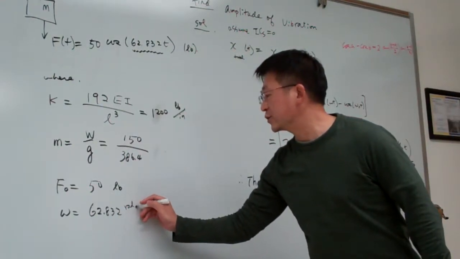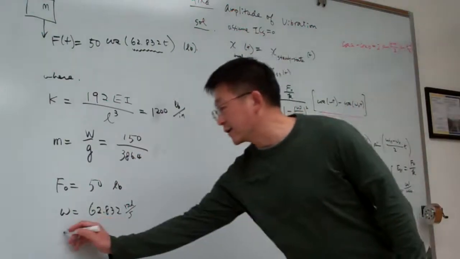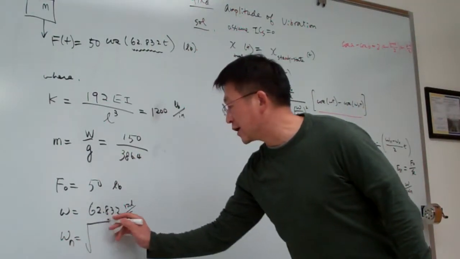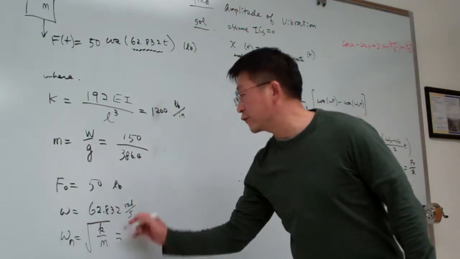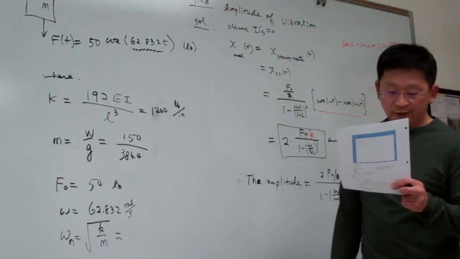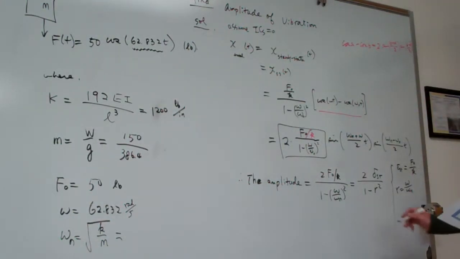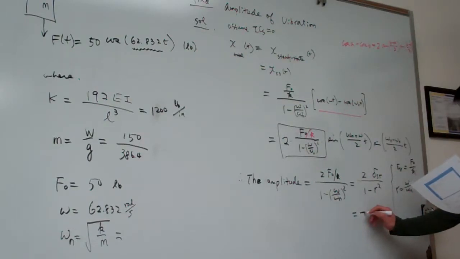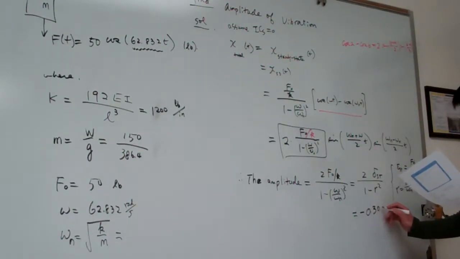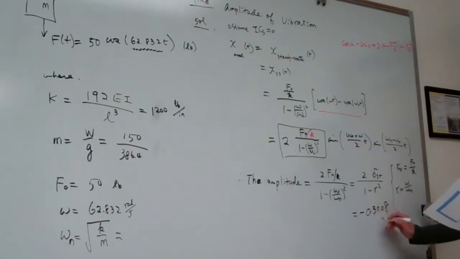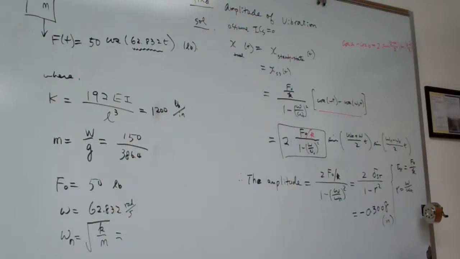62.832 radian per second. Okay, what is omega n? Omega n is our undamped natural frequency, square root of K over m. So we already have K, we have m, so we can determine omega n. Okay, so omega n, which I simply leave there. By doing this, we can proceed with these calculations, and the result from this one is minus 0.3008, and that is in inch. The minus appears because R squared is greater than 1.